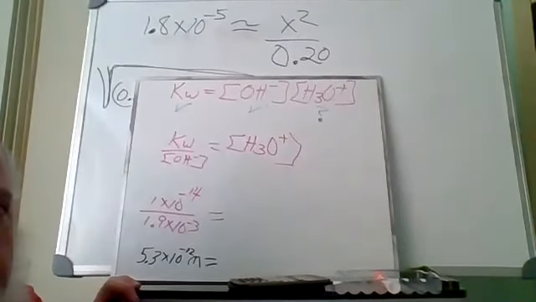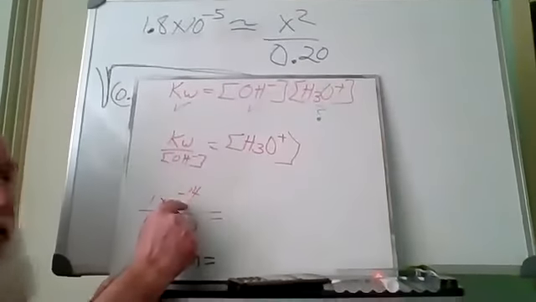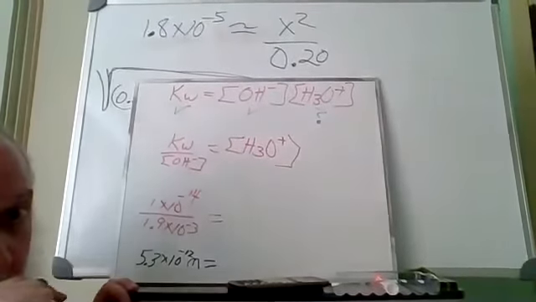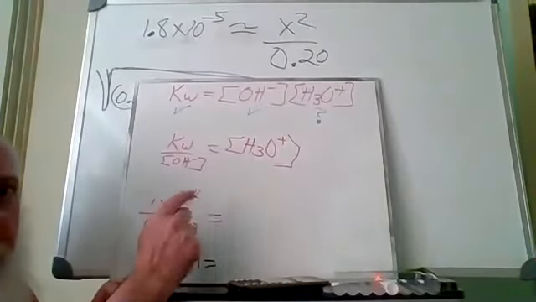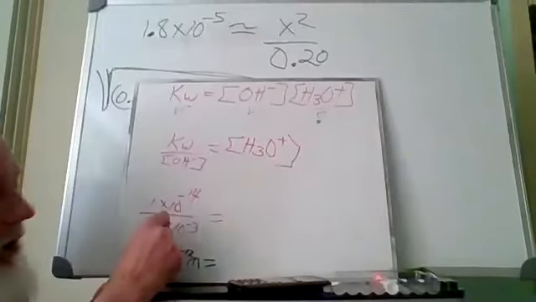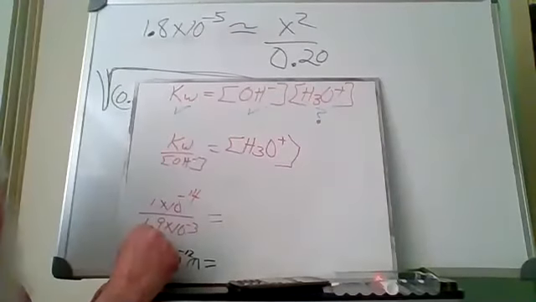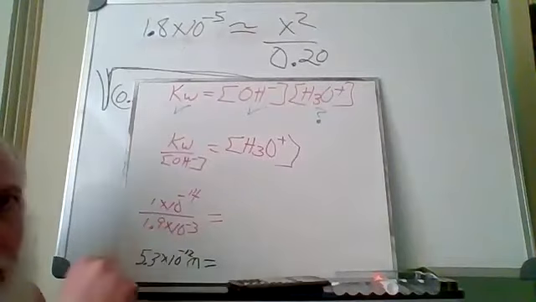EXP. Now on that calculator, I don't know if you're gonna type 14 negative or negative 14. We'll try it both ways. 1 EXP negative 14, divided by 1.9 EXP negative 3. Okay, I got it.